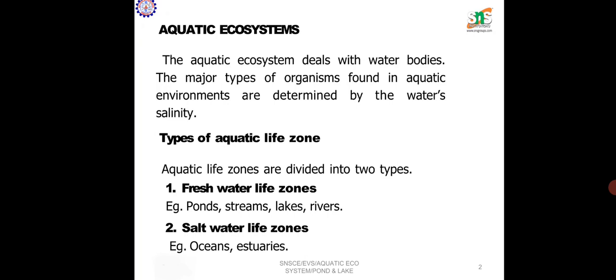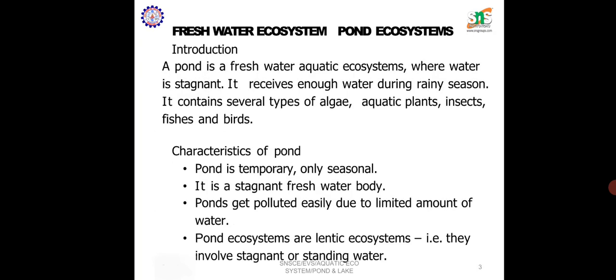The aquatic life zones are divided into two types, that is freshwater life zones, that is ponds, streams, lakes and rivers, and saltwater life zones, that is ocean and estuaries. Freshwater ecosystem, that is pond ecosystem. Introduction. A pond is a freshwater aquatic ecosystem where water is stagnant.